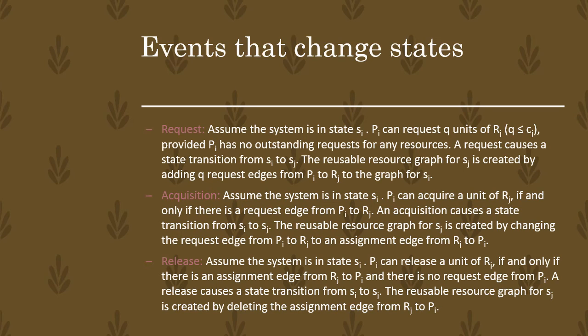Release. Assume the system is in state Si. Pi can release a unit of Rj if and only if there is an assignment edge from Rj to Pi and there is no request edge from Pi. Because if there is a request edge from Pi, then Pi is blocked and a blocked process cannot release resources. A release causes a state transition from Si to Sj. The reusable resource graph for Sj is created by deleting the assignment edge from Rj to Pi.